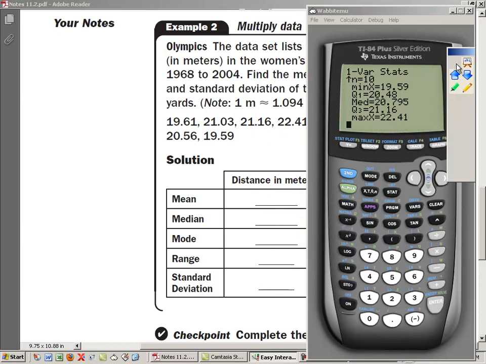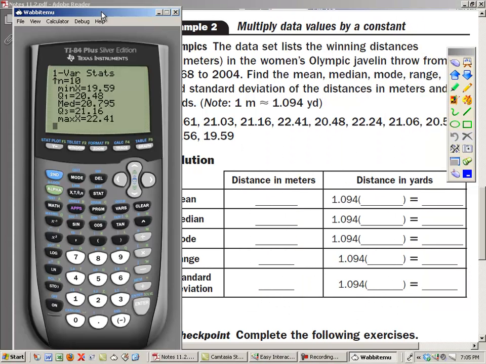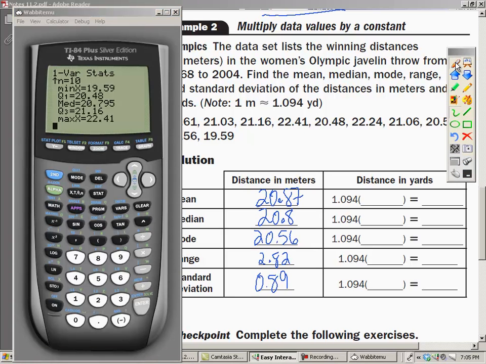All right? Now, what I can do then is, because to change distance in meters to distance in yards, I have to multiply by 1.094. And so to change distance to yards, I multiply all the data values by 1.094 yards per meter. All right, and so that's going to change all the data values, and I'm not going to go through and actually change the data values, at least not right now. But I know that since I multiplied, every single thing here is going to get multiplied by 1.094.